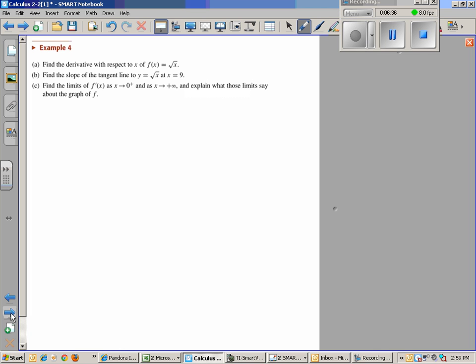Find the derivative with respect to x of f of x equals the square root of x. So the first thing we do, f of x plus h.